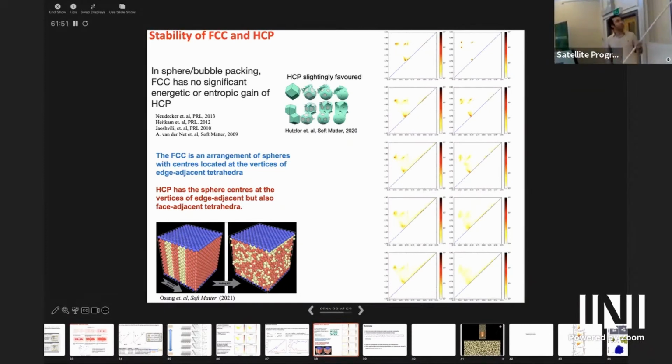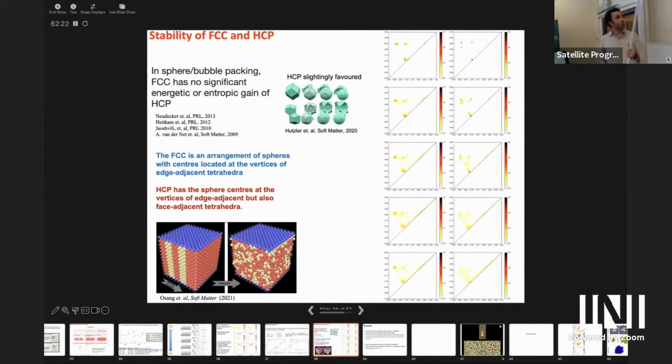So we know that FCC prevails in a lot of dry systems, and also in some foam systems, but in some other dry granular systems, HCP prevails. And there is really no argument for one or the other. We know that FCC has a higher number of slip systems, but we tested all of that and we didn't really see an advantage in that sense.